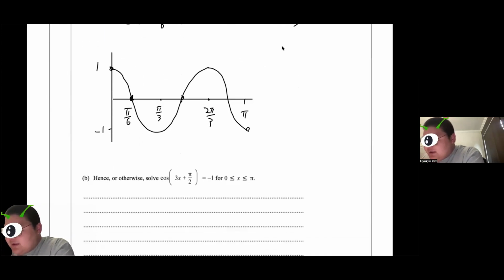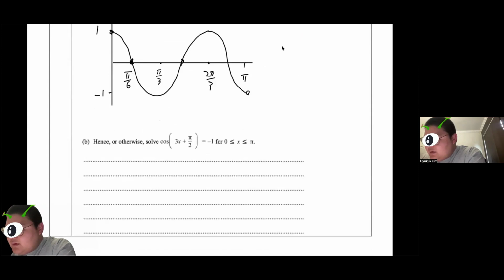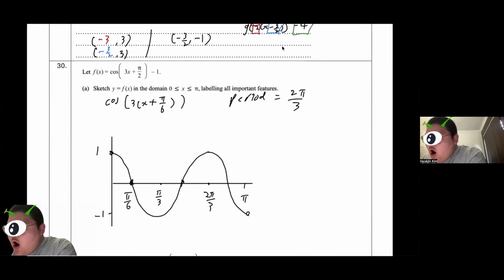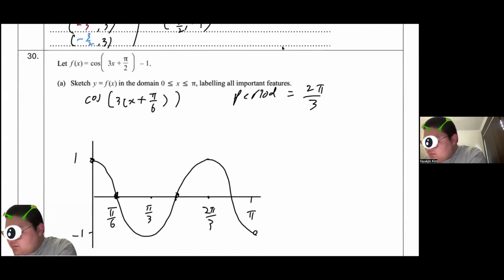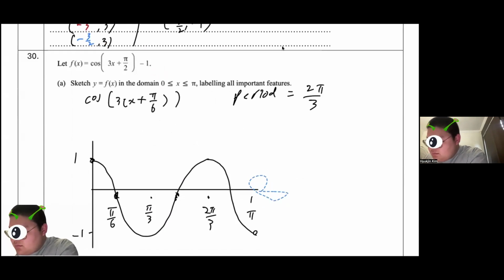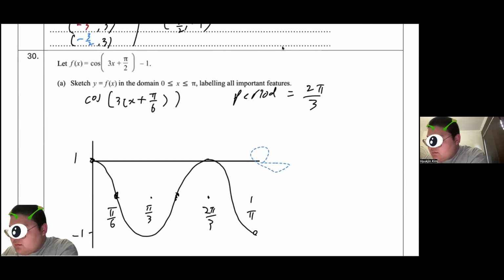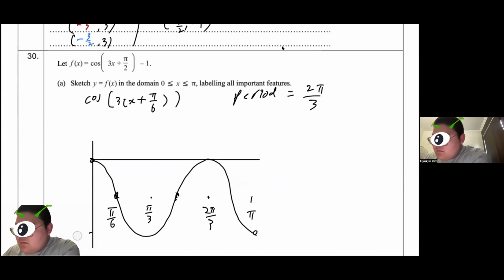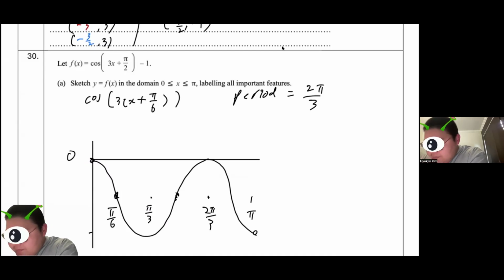Anyhow, hence or otherwise, solve for this equals to -1. Oh, I didn't realize the -1 there. My bad. So everything just goes down. Zero, 0, -1, and -2.